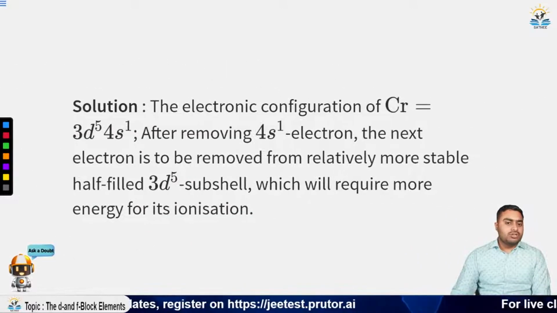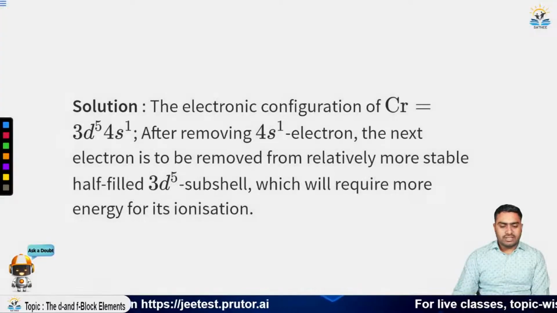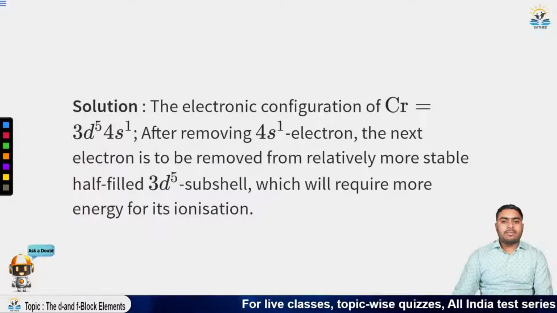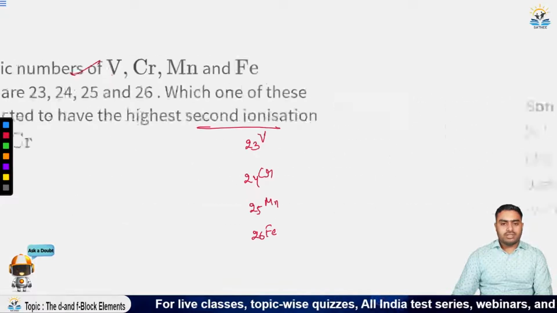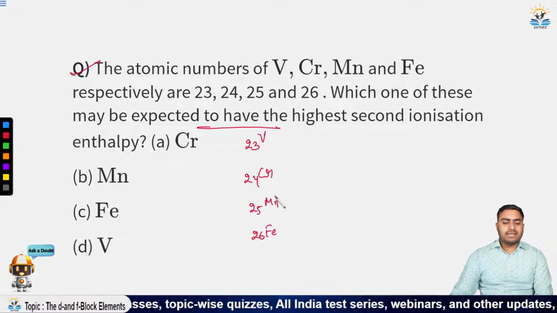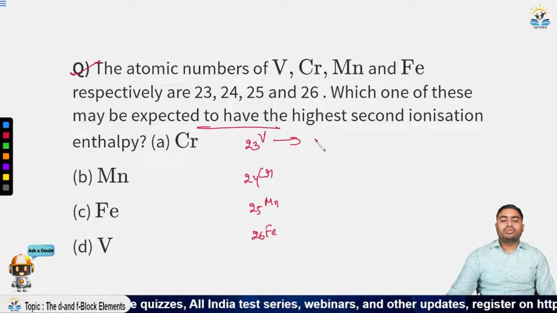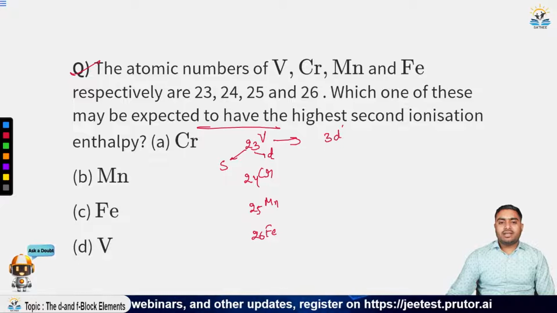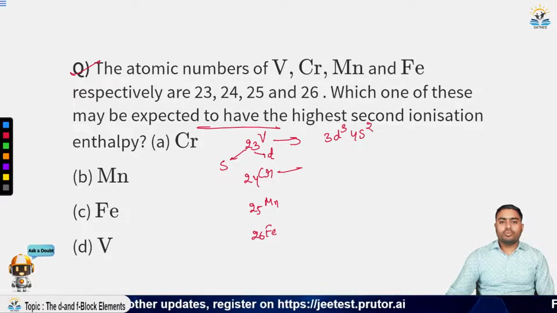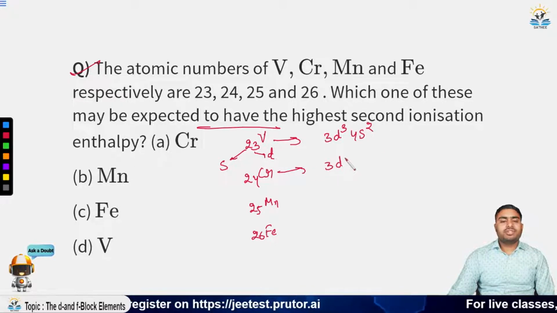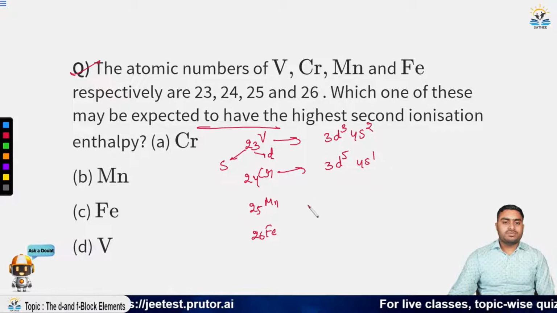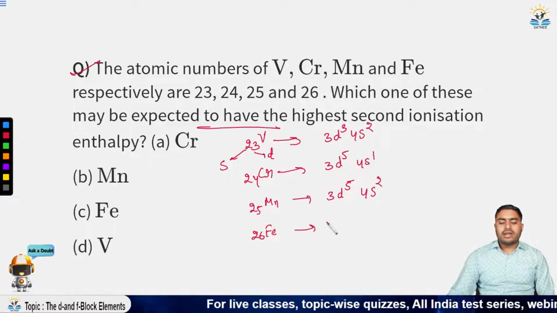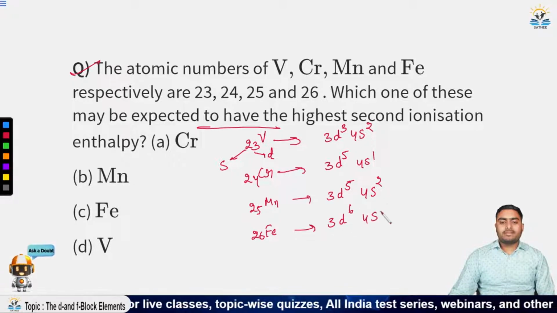So let's see. If you write the electronic configuration of each and every element, you can see here vanadium, chromium, manganese and iron. I told you already, this one is for S and this one is for D. So you can write 3D3 4S2 for vanadium. For chromium, you have to write the stable one. It comes out to be 3D4, but the stable one will be 3D5 4S1. For manganese, again 3D5 4S2. For iron, you have to write 3D6 4S2.